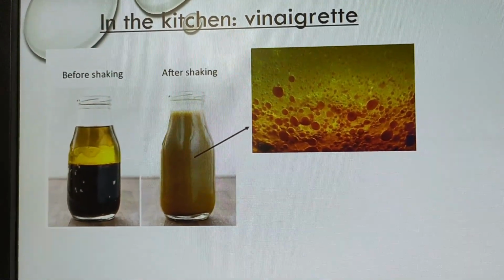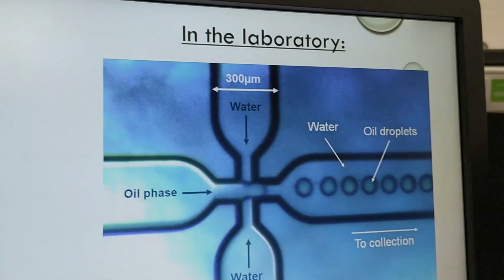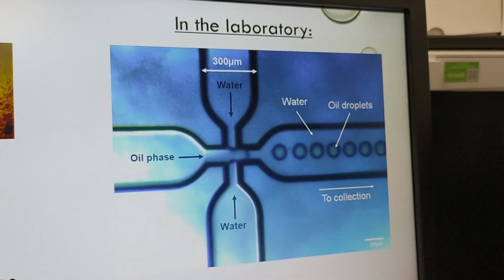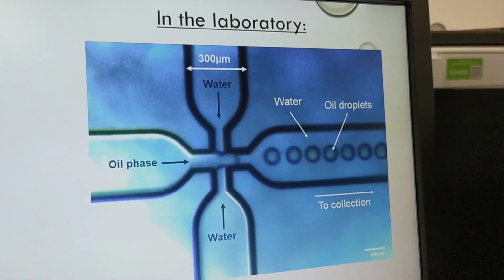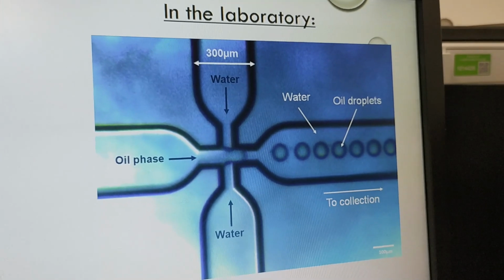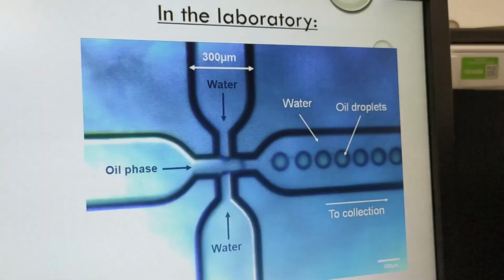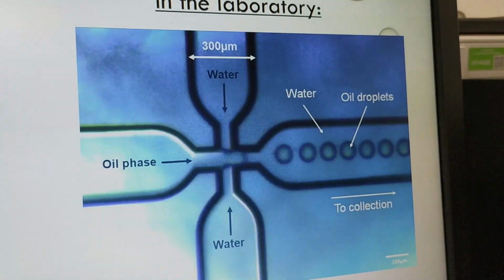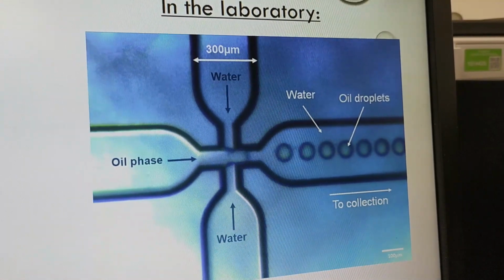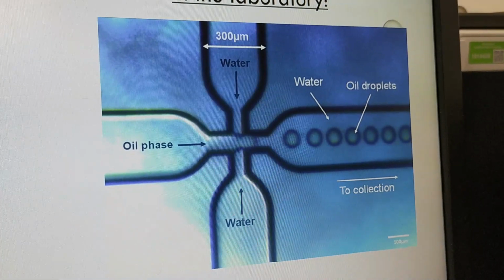And this is basically what I'm using for my own PhD, and this is what I do in the lab. I'm also using an oil phase, which is going to be my olive oil, in which I'm going to dissolve my polymer and my drug. And I'm also using a water phase, which is kind of the equivalent to the vinegar. And instead of shaking it by hand, I use a very small device that I showed you earlier.